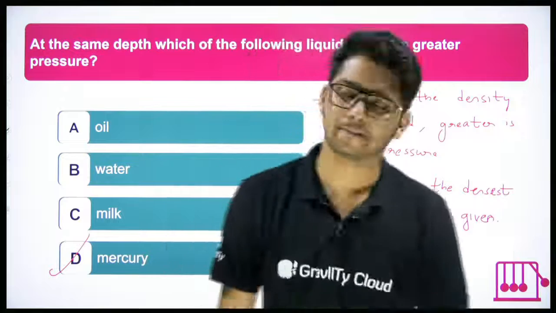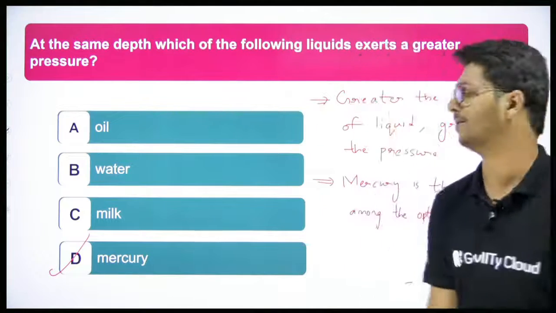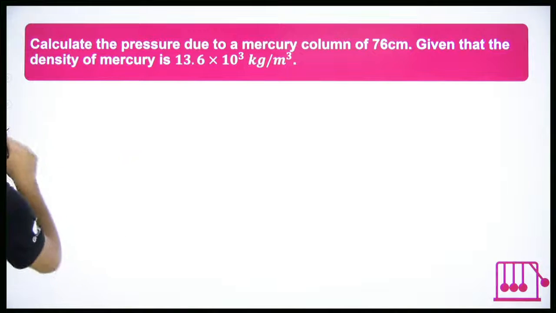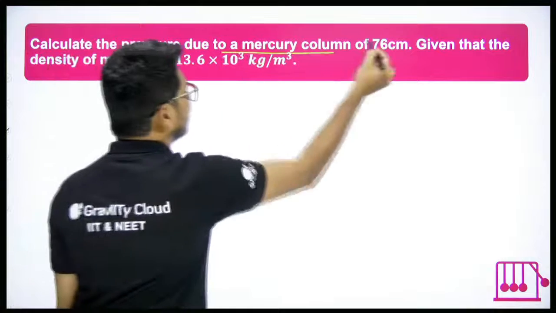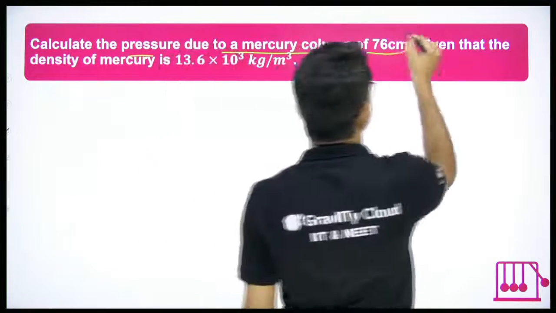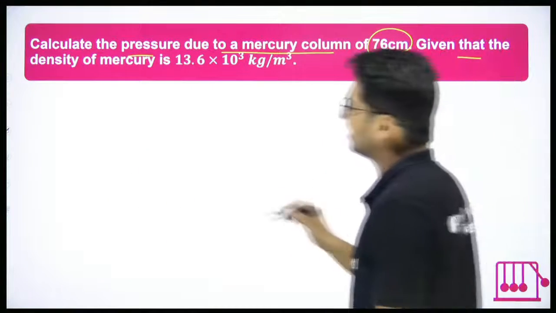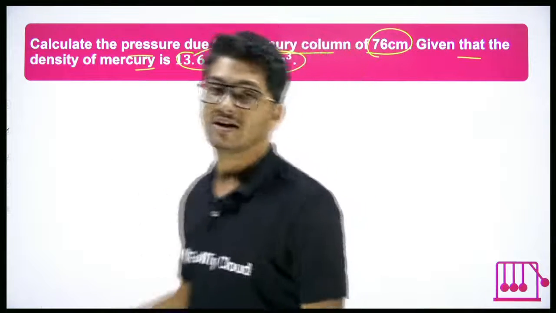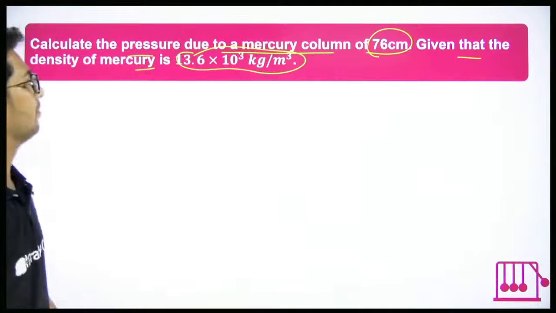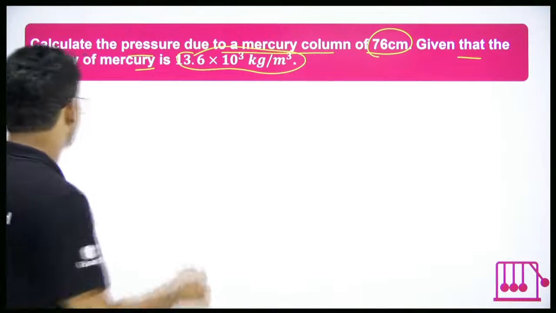As simple as that. Good? Okay. Now let's go into the next question also. Now it's a numerical. Calculate the pressure due to a mercury column of 76 centimeter given that the density of mercury is 13.6 into 10 power 3 kilogram per meter cube. Now what are they asking?